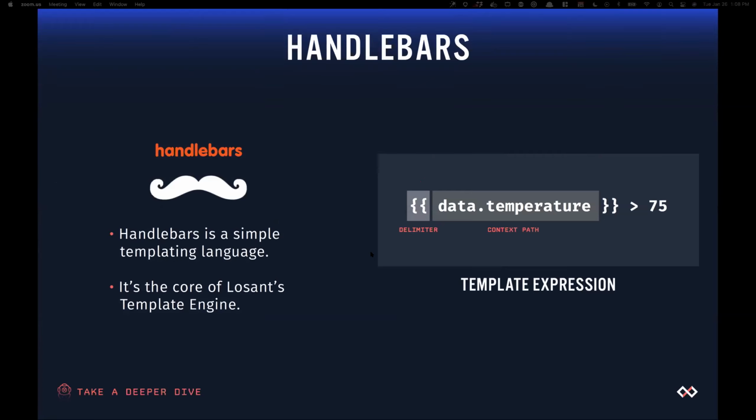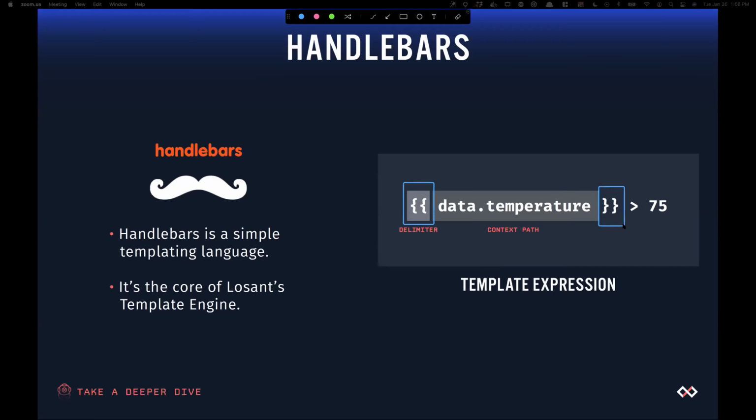Behind the Losant template engine is Handlebars. Handlebars is an open source JavaScript library that provides a super simple, easy to use templating language. And it's really at the core of Losant's template engine. What Handlebars really provides and what they define in the realm of Losant are really two main things. The first one is this delimiter. So the curly brackets, they're 1 and 2, and they typically come in pairs, so a beginning and an end.